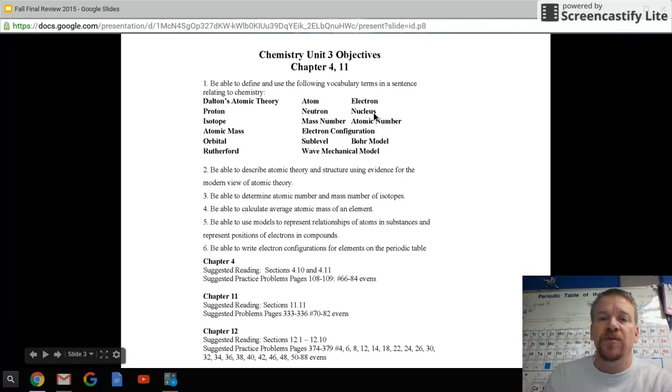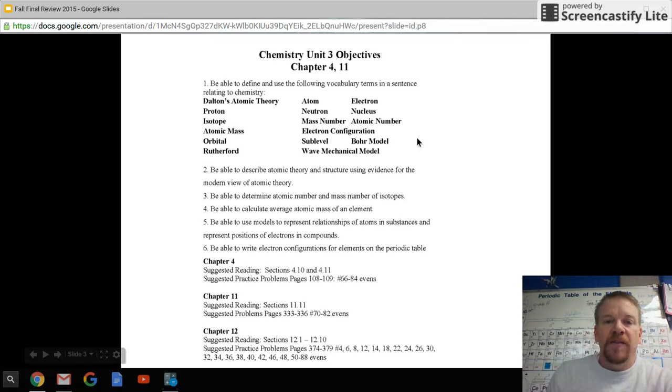Make sure you understand how to use the periodic table to determine how many protons, neutrons, and electrons something has based on its atomic number and its mass number. Make sure you understand the difference between mass number and average atomic mass, one of them being the mass of an individual isotope and the other being the weighted average of all of the isotopes, the one that appears on the periodic table.